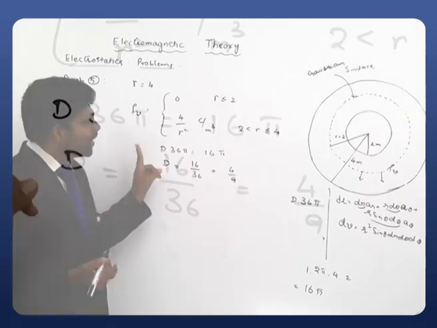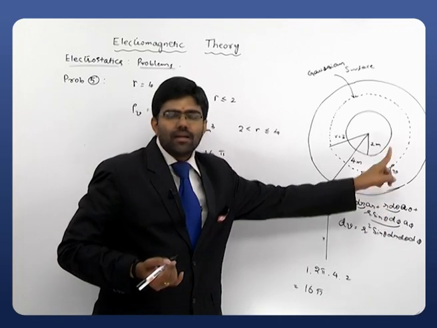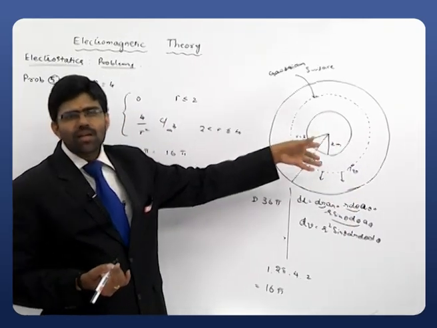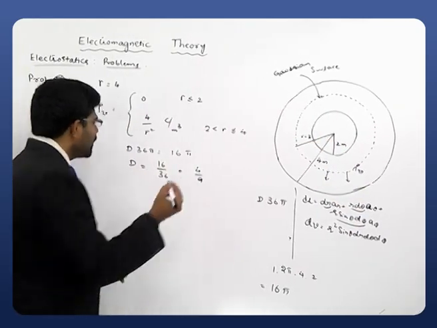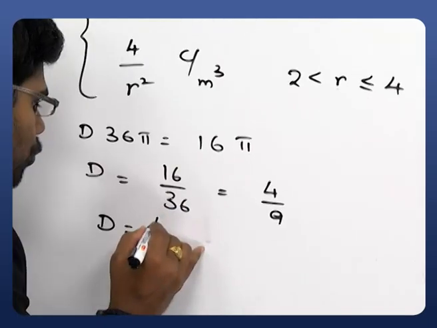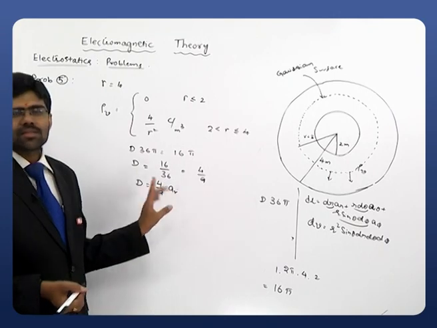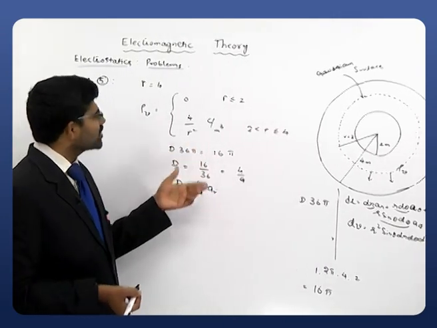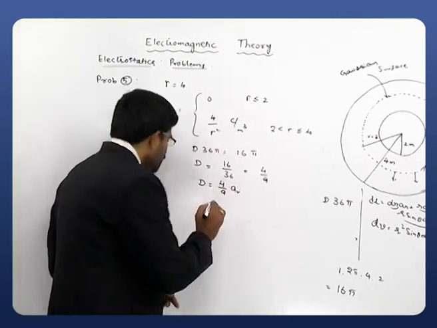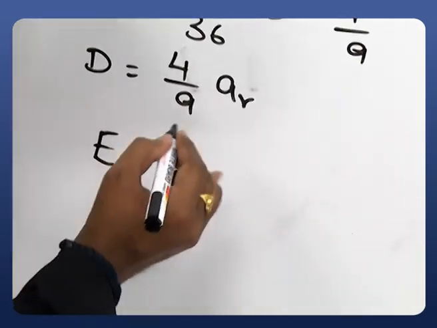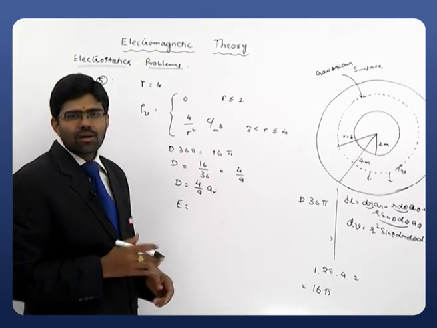So clearly the D will be in the direction of the radius. With the observation you can directly write that. So D can be written as D equals 4 by 9 in the direction of radius, a_r, just now I have added. But what we want is the electric field intensity, right? So clearly D and electric field intensity are related with one equation, D equals epsilon naught E.